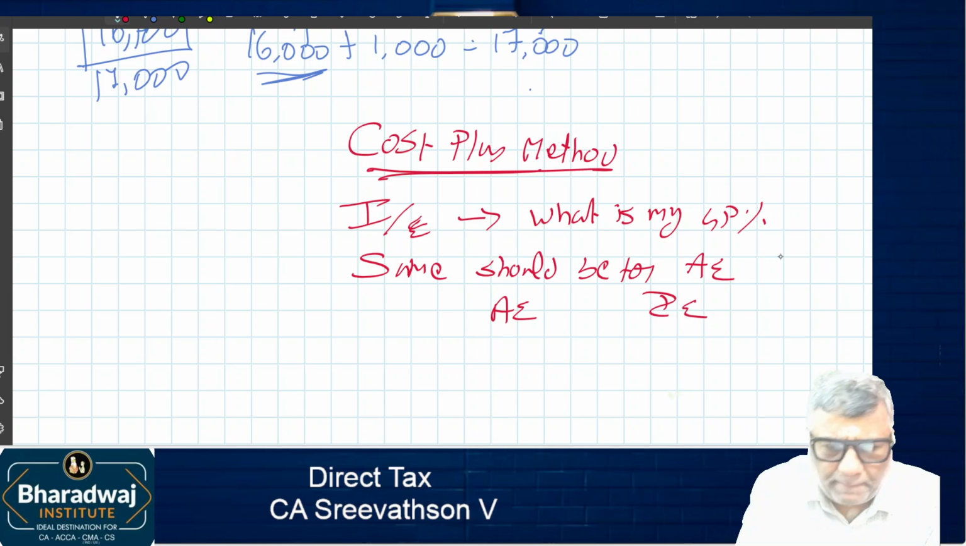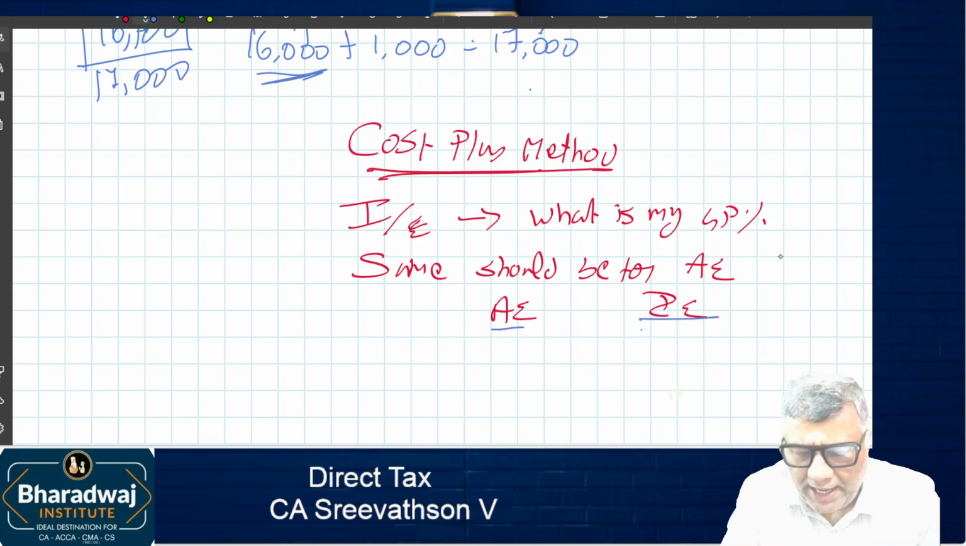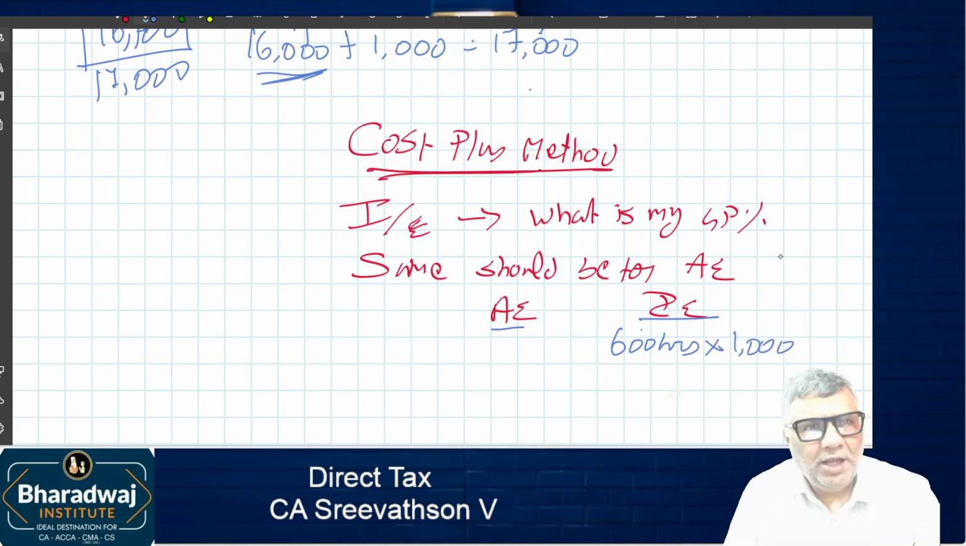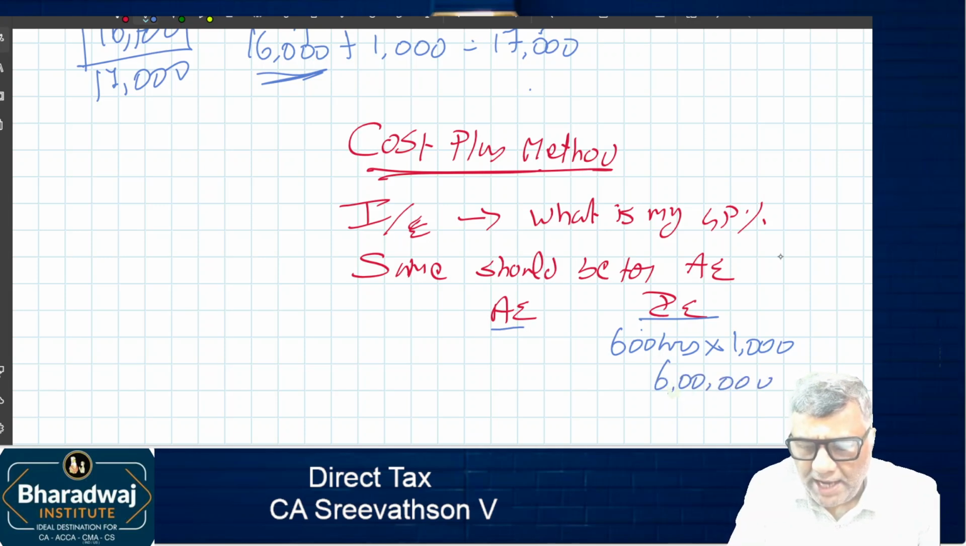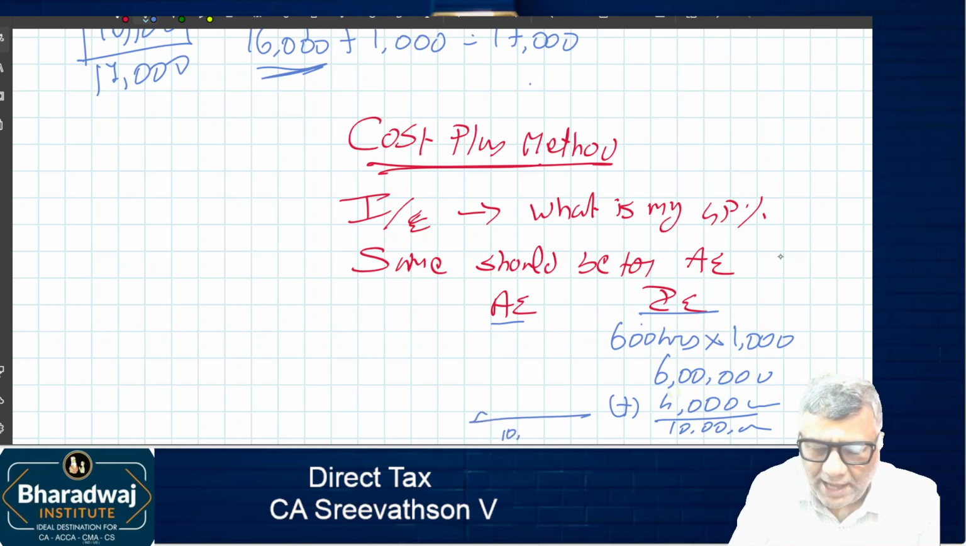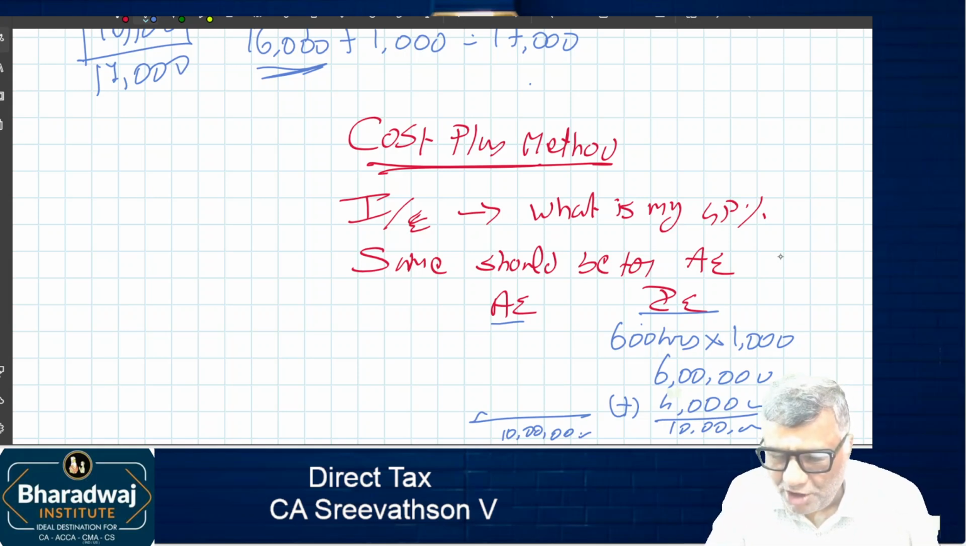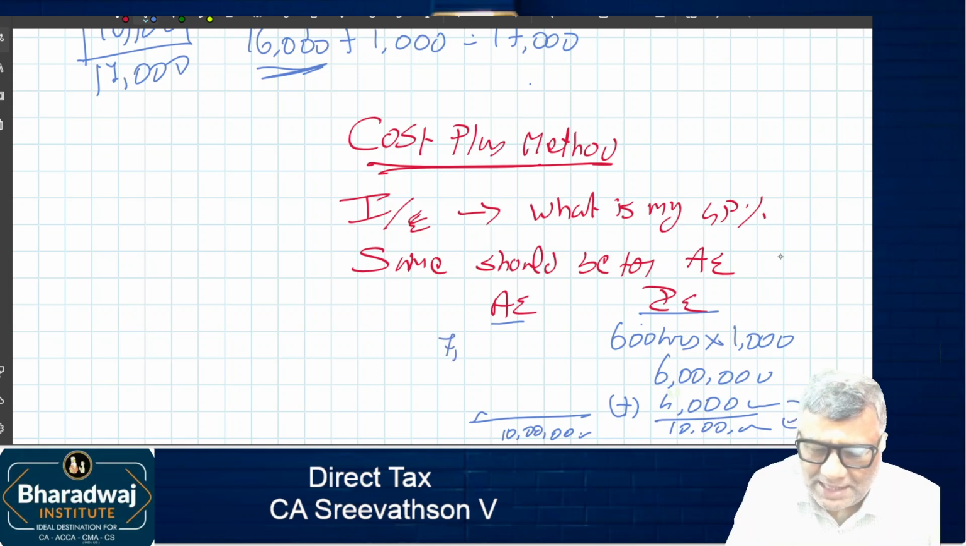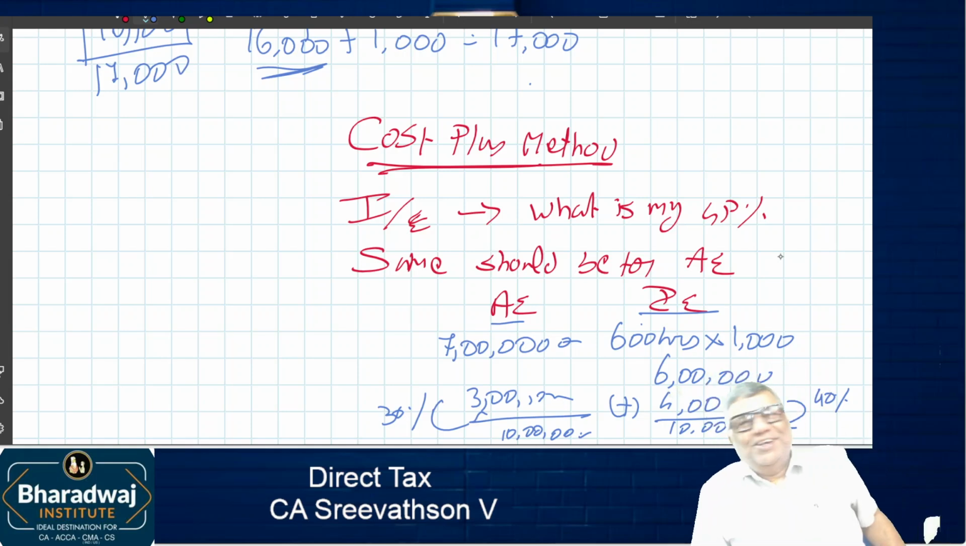Suppose, in the case of independent party, 600 hours of working into 1000 rupees per hour makes it 6 lakhs. I add profit of 4 lakhs. I make it as 10 lakhs. My sale price is 10 lakhs. Here also 10 lakhs. Immediately don't say everything is correct, sir. No. Here the profit is 40%. Probably here the cost is 7 lakhs and my profit is only 3 lakhs, which means my profit is only 30%. Now I am getting a doubt. No, boss? You should have earned 40%.